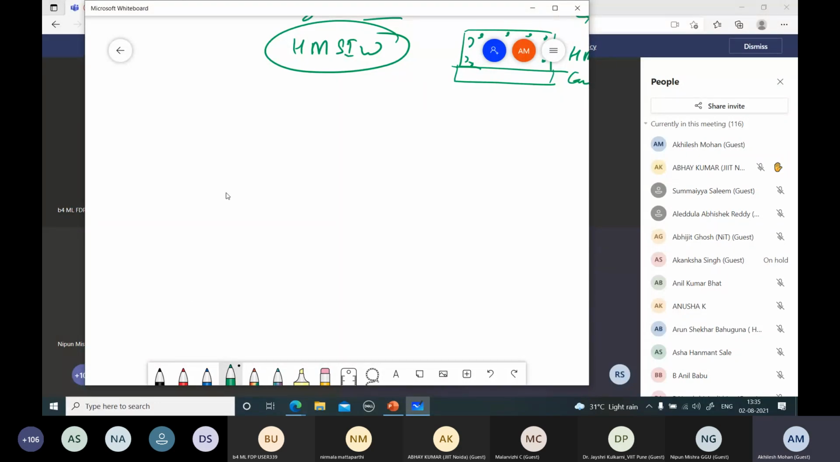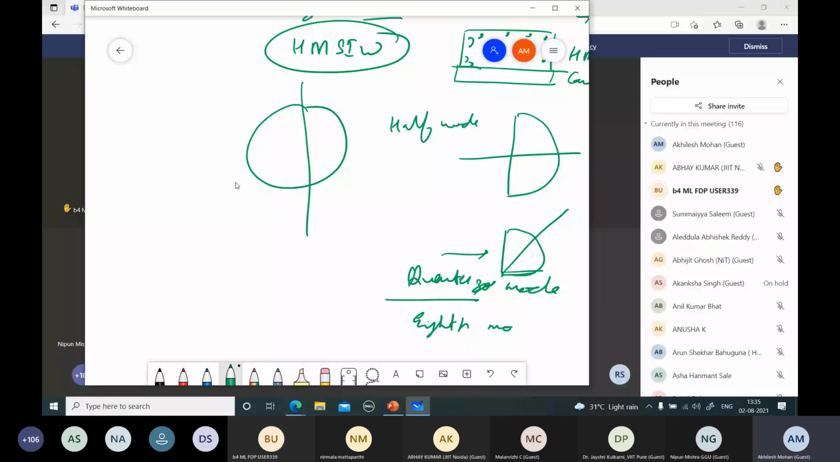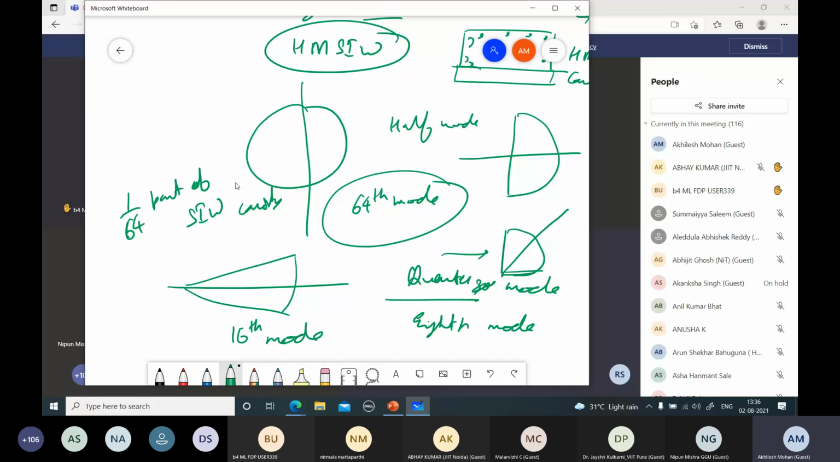If I have this one and bifurcate it, I will call it half mode. If I further bifurcate it because of the symmetrical magnetic field, I will call this structure quarter mode. If you divide the quarter again, it will be eighth mode. Then if I divide the eighth mode, I will call it 16th mode. In a similar fashion, you will get the 64th mode. Don't get confused with first mode, second mode, like that. It is the 64th part of the SIW cavity. That is why it is called the 64th mode.